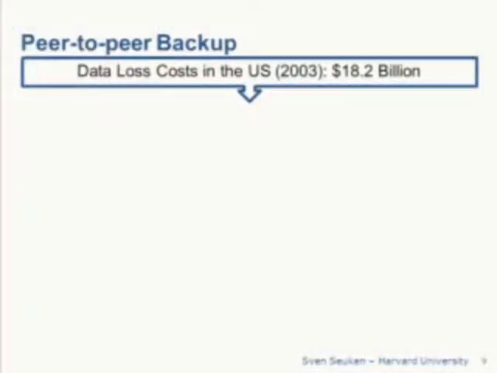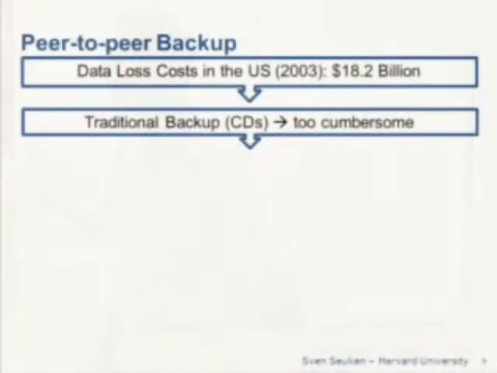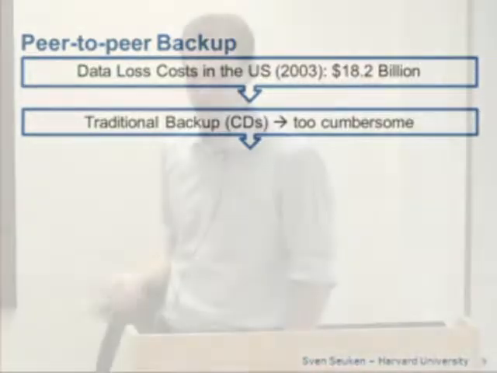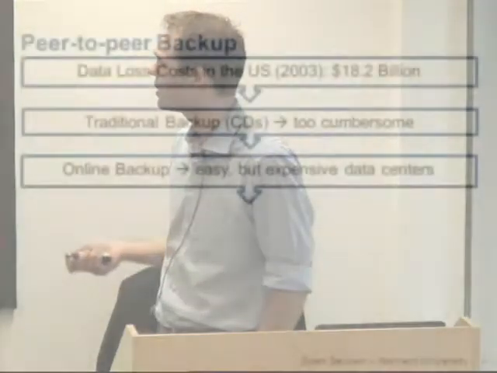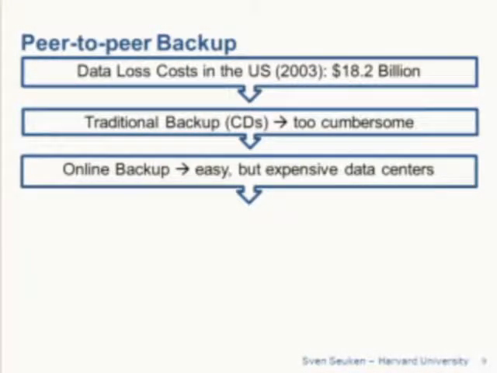So the first question is, why even study peer-to-peer backup? And motivation is pretty easy because the data loss cost in the US in 2003 already exceeded $18.2 billion. And the main reason for this is that traditional backup solutions are simply too cumbersome. Backing up your stuff on DVDs or CDs just is not feasible for most users. So fortunately, we have online backup where we can easily send our data to a data center, which is easy, but which still incurs lots of costs on the data center side.